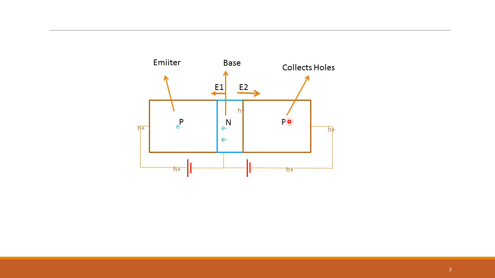This p-type actually is collecting the holes. You can see that, right? It's collecting the holes out here. Hence, it's called the collector. So you have the emitter, the base, and the collector.